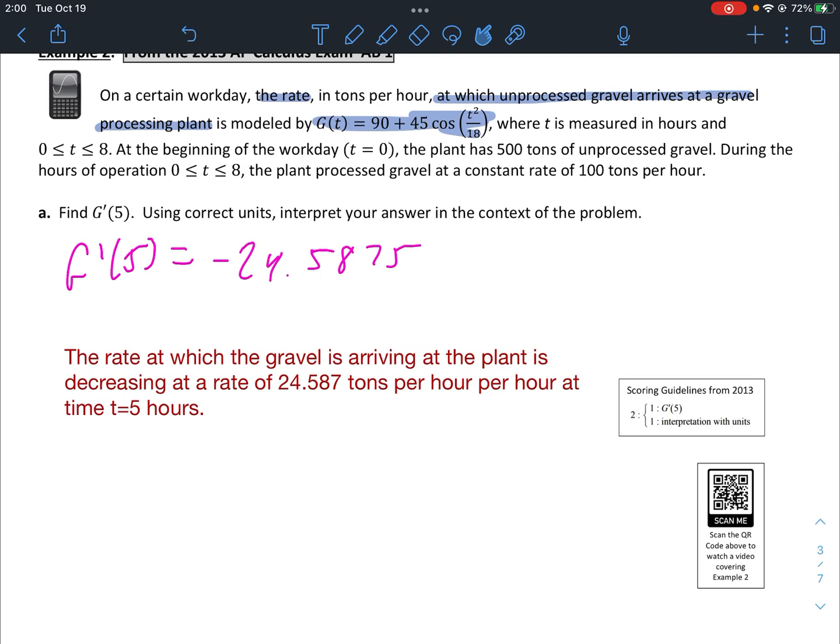So again, there are a couple different things you could write there instead of what I wrote. You could write decreasing by this number, you can write tons per hour squared, but everything that needs to be there is there. All right, what are we talking about? What are its numbers? What are its units? And when is it happening? And that's what we're looking for there. Okay?